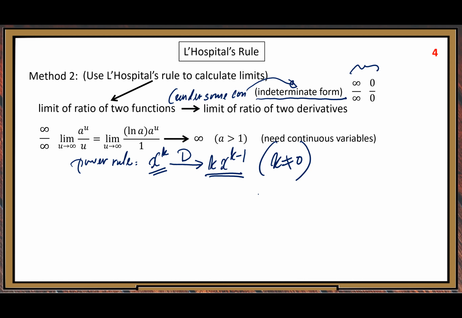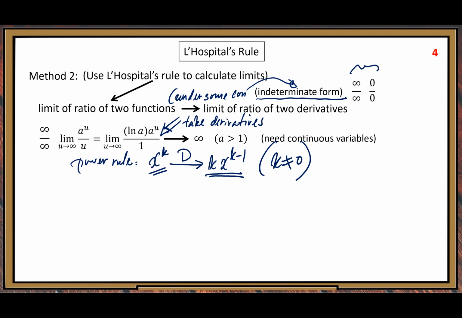Here I'd like to point out a special case, because there is a step where we need to take derivatives.